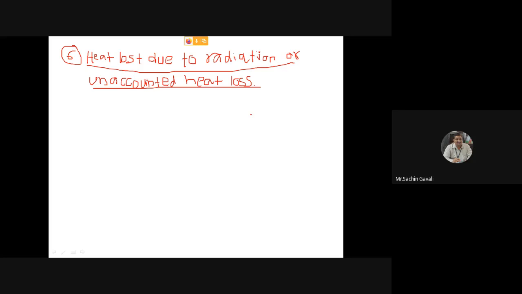Hence, it is termed as unaccounted heat loss. Full stop. It can be calculated by using heat balance of a boiler.